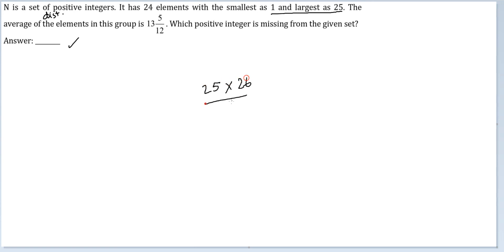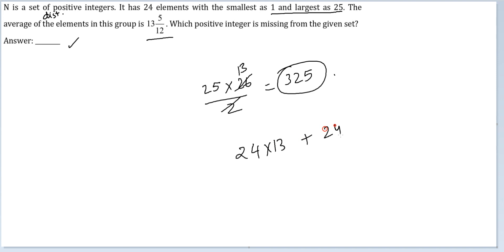25 into 26 by 2. So 25 into 13, 325. Your sum is 325 had there been all 25 natural numbers. But because they are saying 24, something is missing. The average for 24 numbers is given as 13 5/12. So let's do that: 24 into 13 plus 24 into 5/12.